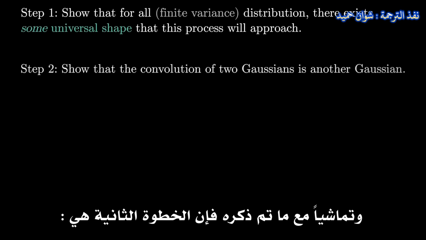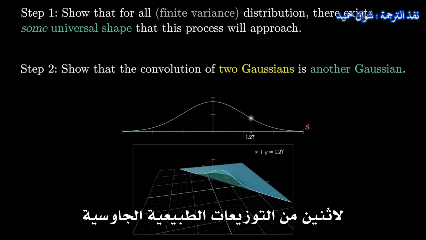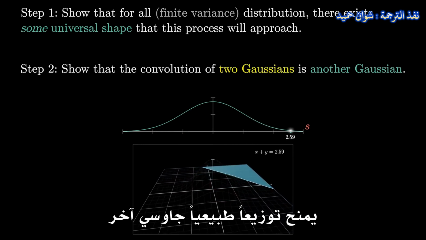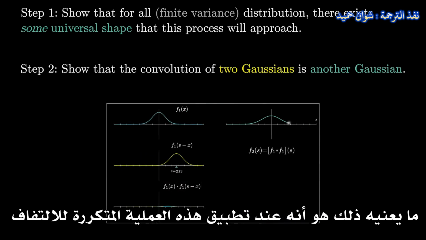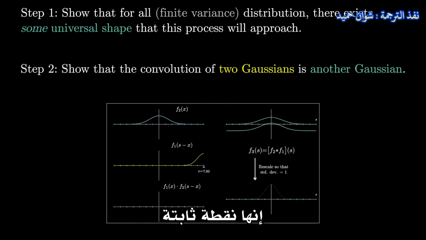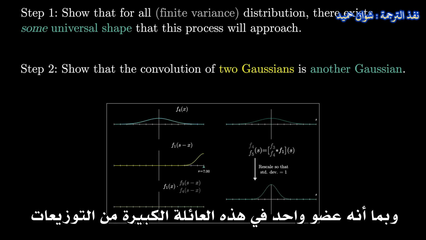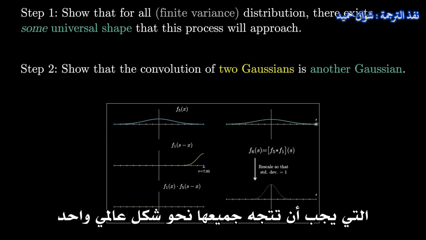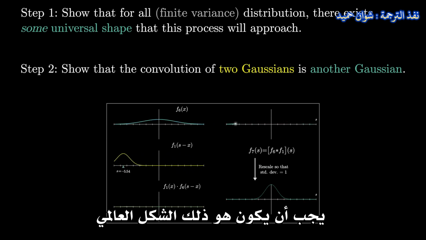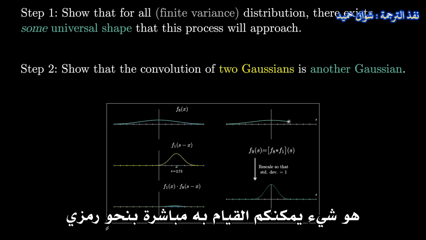So then step number 2 is what we just showed in this video. Prove that the convolution of two Gaussians gives another Gaussian. What that means is that as you apply this process of repeated convolutions, a Gaussian doesn't change. It's a fixed point. So the only thing it can approach is itself, and since it's one member in this big family of distributions, all of which must be tending towards a single universal shape, it must be that universal shape.